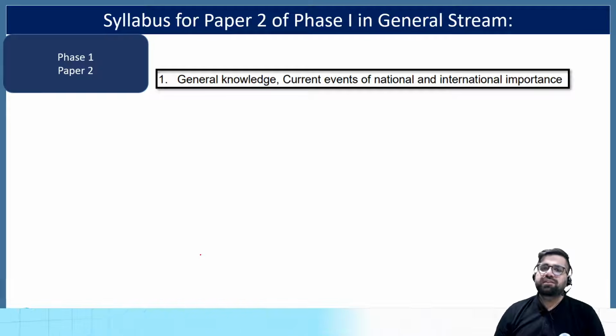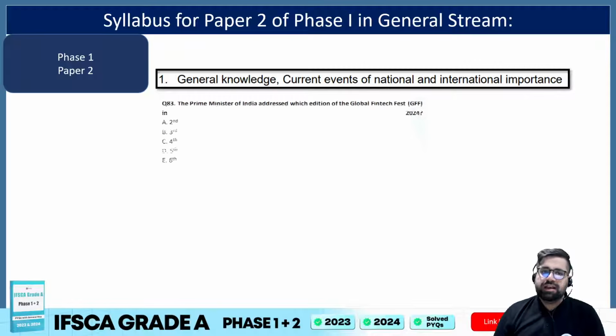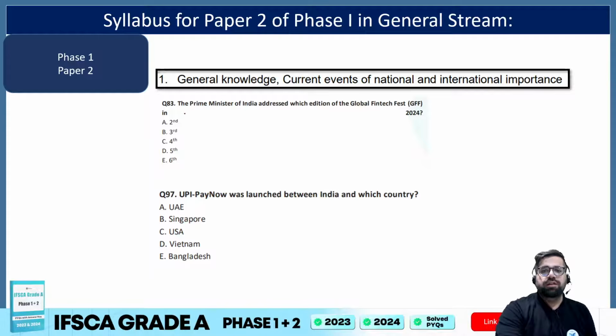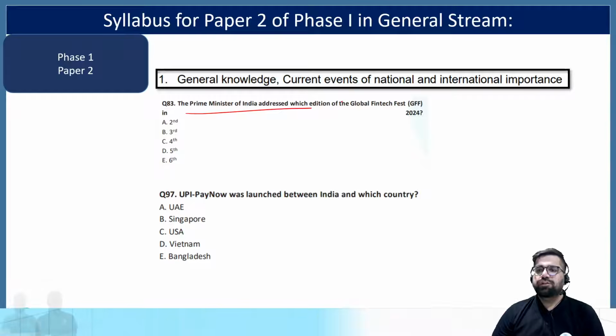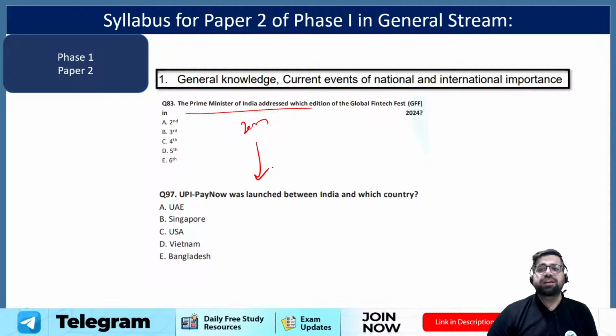In paper 2, my friends, first we have journal knowledge, current events of national and international importance. Let me show you some previous year questions. The Prime Minister of India addressed which edition of Global FinTech? This was the question of 2024. Again, UPI has now been launched between India and which country? So these questions have appeared in paper 2 as well.